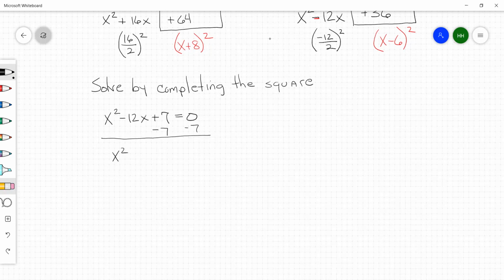We get x squared minus 12x, and we leave a pretty decent sized space, and we write equals 0 minus 7, which is negative 7. Now, you've got to be careful here. You've got an equal sign now.